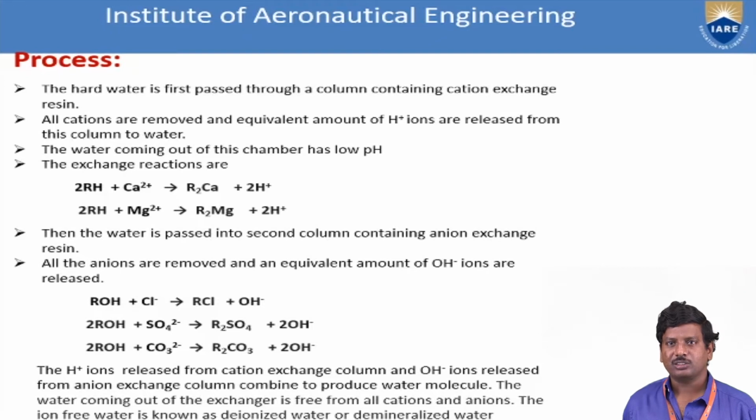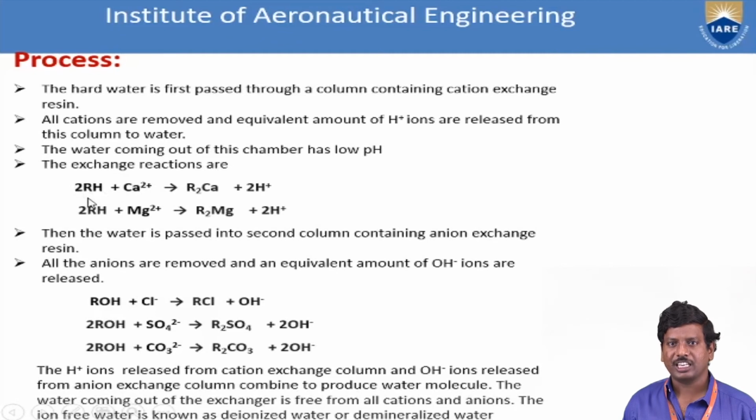The hard water is first passed through a column containing the cation exchange resins. That means cations are removed and an equivalent amount of H plus ions are released from the column into the water. So these are the equations. The cation exchange resins are 2RH. This is the structure of the cation exchange resin.